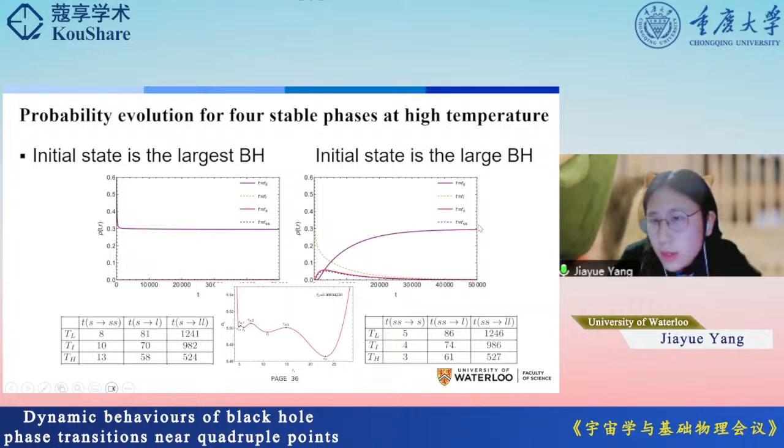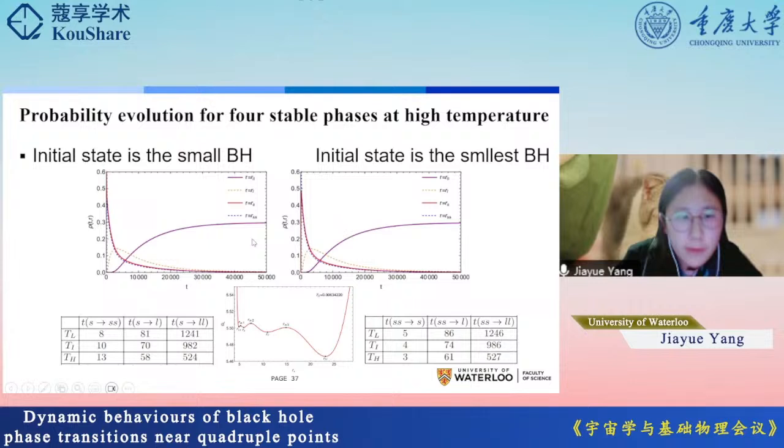And also for the small black hole and the smallest black hole, finally, the purple one, the largest black hole, will dominate. So now let's make a conclusion. Initially, the probabilities will lead to the other three states. This means that the black hole phase transition process can indeed happen.